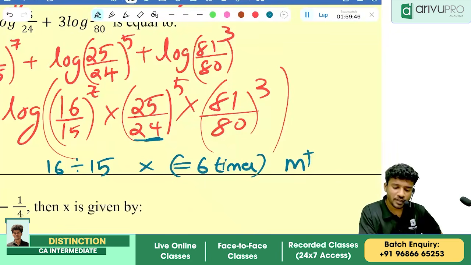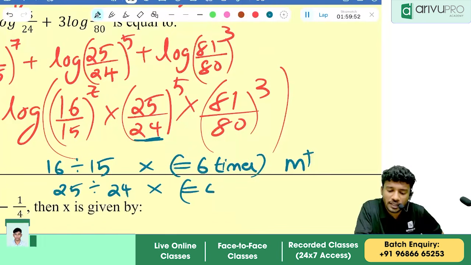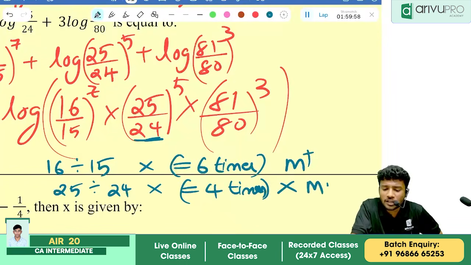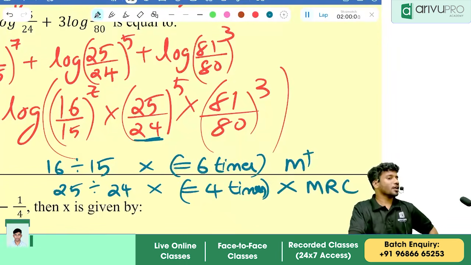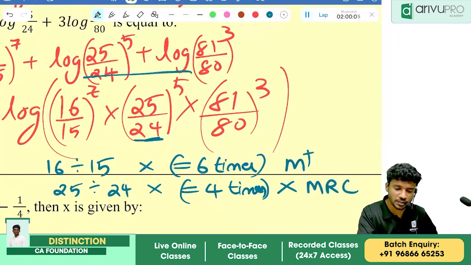Next is what? 25 divided by 24. Then multiply equal to, how many times? 4 times. Then you will do what? Multiply and click what? MRC. Okay, you will click that, multiply and click MRC. That means you will get this much value.